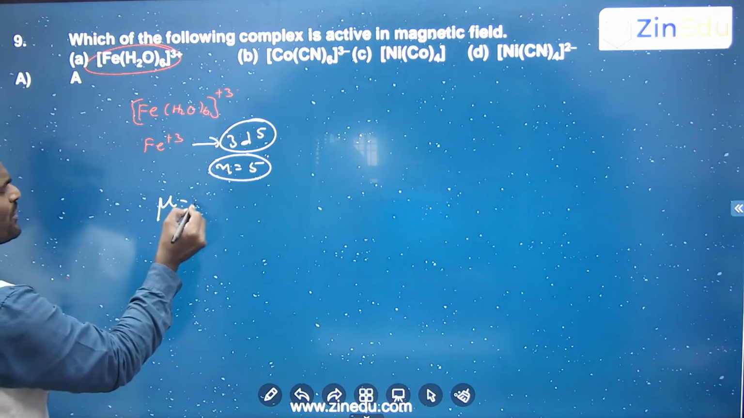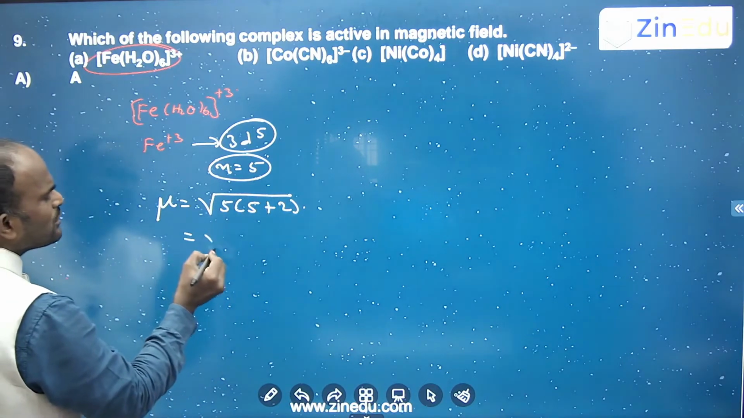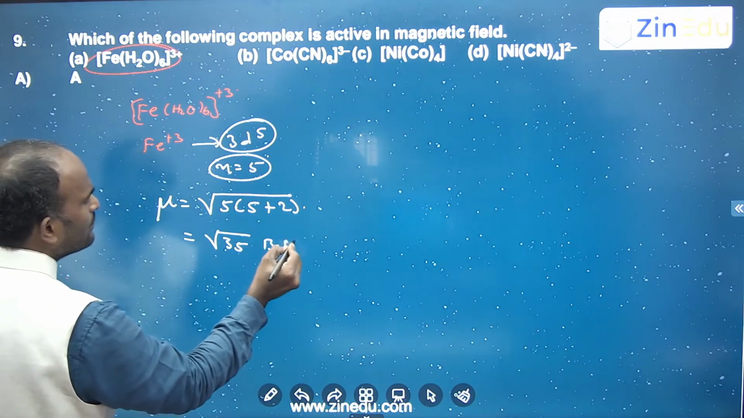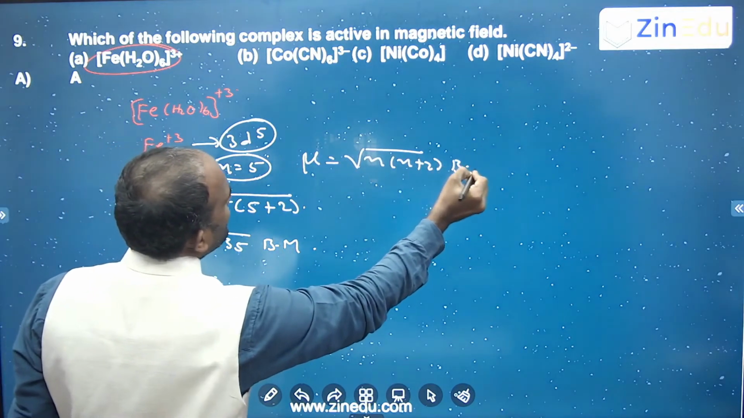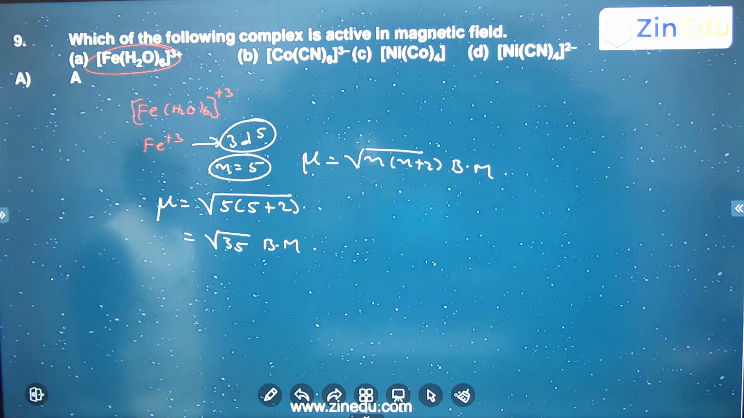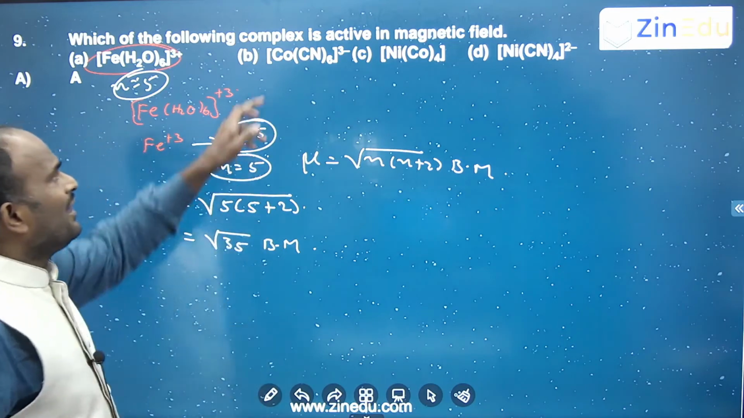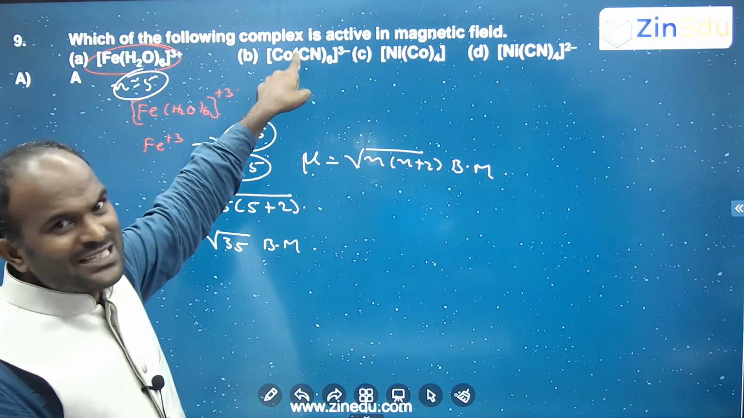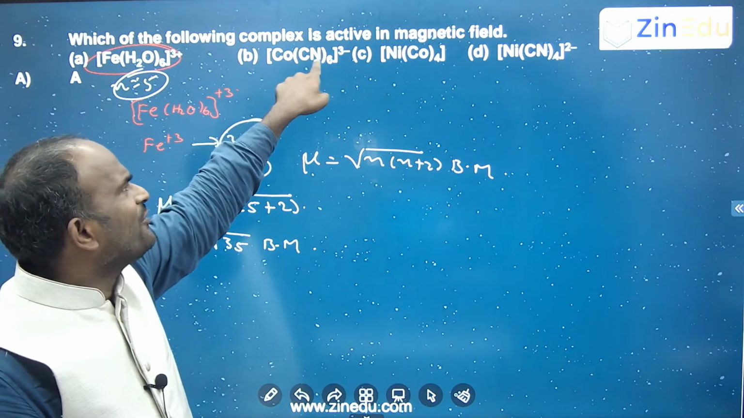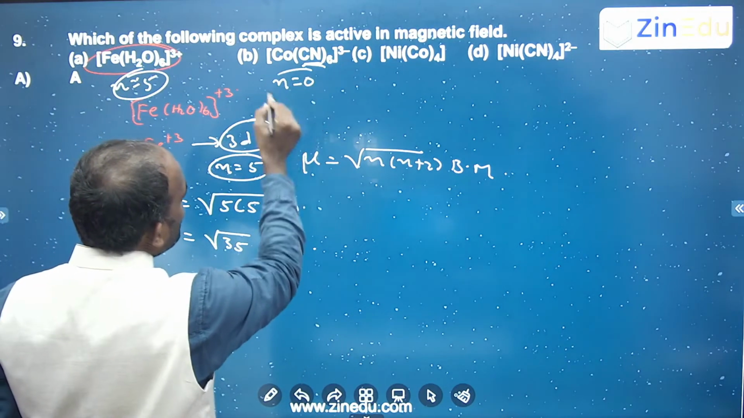So the magnetic moment mu is equal to square root of 5 into 5 plus 2, that is square root of 35 Bohr magneton. So actually the magnetic moment mu is equal to square root of n into n plus 2 Bohr magneton. This is the formula. Here n is the number of unpaired electrons. Let us check. Here the number of unpaired electrons is 5. Here how many unpaired electrons are there? Actually 4s2 3d7, right? 4s2 3d7 with plus 3 oxidation state gives d6. In the presence of a strong ligand, all of them get paired up. The number of unpaired electrons is equal to 0.